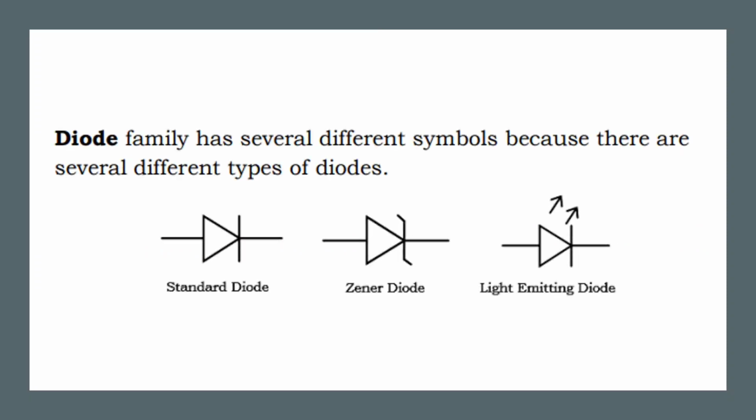Next, we have the diode. The diode family has several different symbols because there are several different types of diodes. We have the standard diode, Zener diode, and light emitting diode.